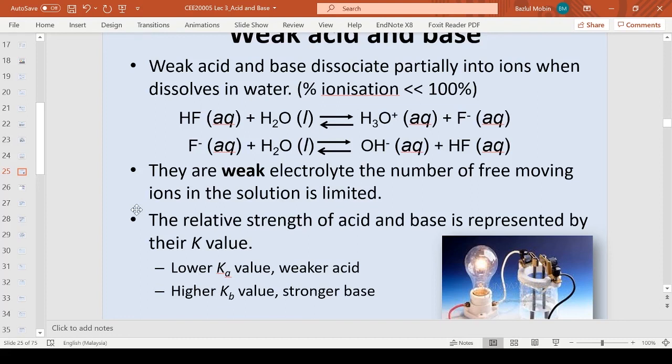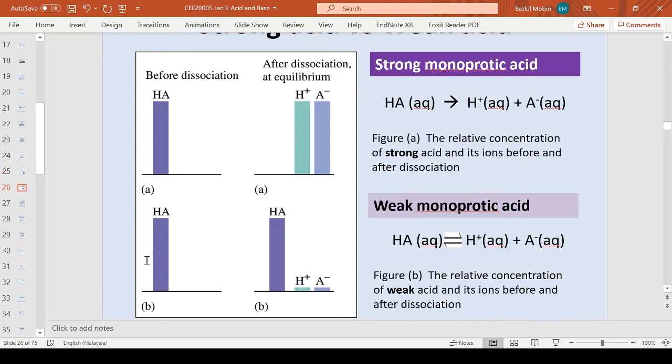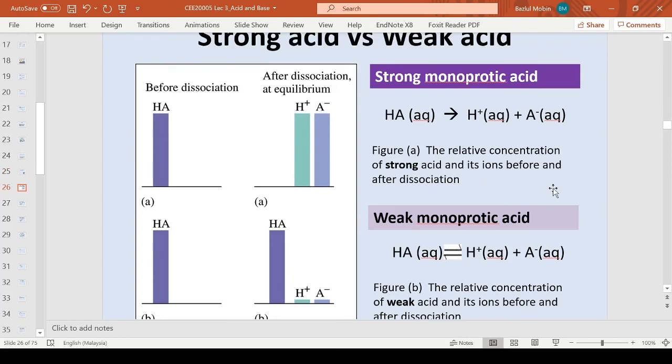So if their dissociation is high, the Ka or Kb will also be high, and then they will be a stronger acid and stronger base. Ka stands for acid, Kb stands for base. So for strong monoprotic acids, we see that they dissociate fully, appreciably, producing hydrogen ion and the conjugate base. And for weak monoprotic acids, most of the acid will be undissociated, and only a small amount of hydrogen ion and the conjugate base will be produced.